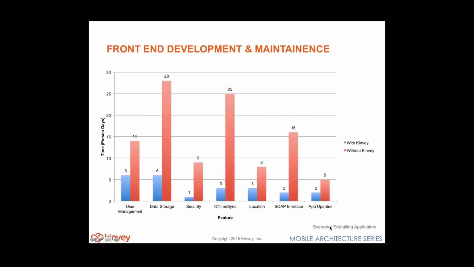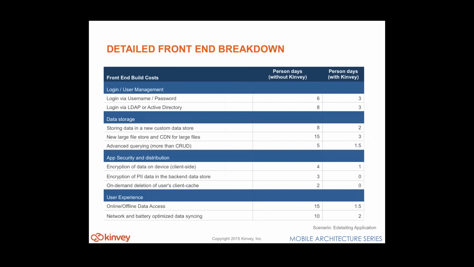So this is just the scenario of using the e-detailing app as our baseline here, which is an iOS application that has a lot of enterprise features that needs to be built for different iOS form factors as well. So just on your front end alone, you end up saving a ton of time and money. And so taking a deeper look at that, when I'm talking about logging in and user management, these are the specific line items that we're talking about here.